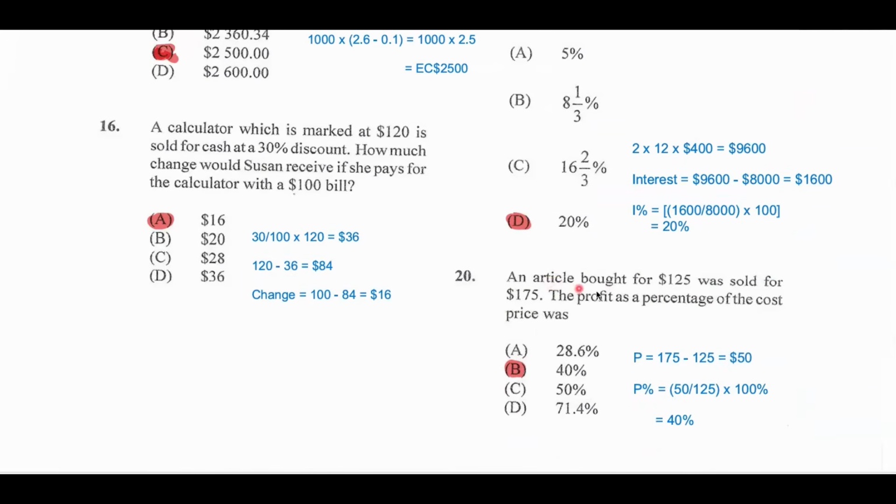Number 20: an article bought for 125 was sold for 175. Profit as a percentage of the cost price was... well, profit is your 175, subtract your 125, you get $50. Profit percent will be your $50 as the profit over your cost price of 125 by 100%. And this will give me 2 over 5. When you reduce it, 2/5 of 100 is 40%.